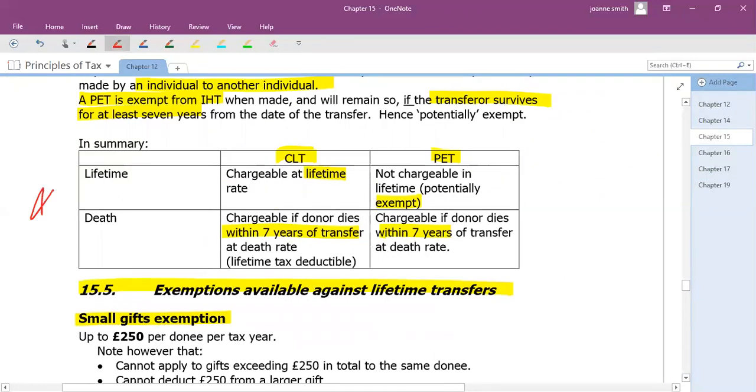So just to reiterate before we finish this, CLTs is a gift from an individual to a trust. They are taxed in the lifetime at 20 or 25%, depending on who receives the gift and who agrees to pay the tax. And it may be taxed again at the death rate of 40% if the donor that gives the gift away does not survive 7 years. With a PET, we're dealing with an individual to an individual. It will be exempt when the transfer is made, but we must calculate the value of it. And if the donor does die within 7 years, then that will be subject to taxes.